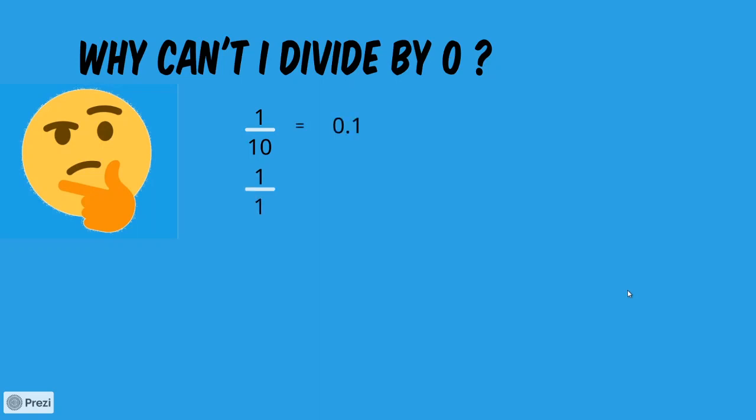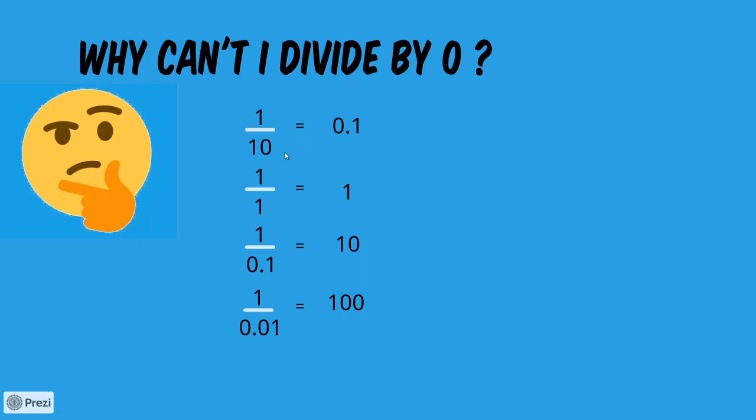Then I'm going to decrease the value of the denominator to 1. What will I get? 1. I again decrease the value of the denominator, 1 by 0.1. What do I get? 10. And I decrease the denominator again, 1 by 0.01. I get 100. I think you're understanding what I'm trying to do.